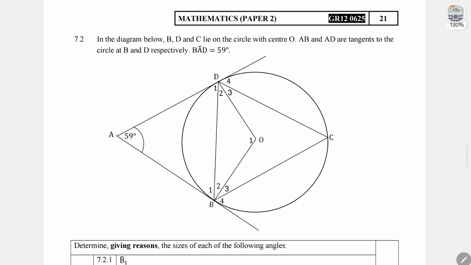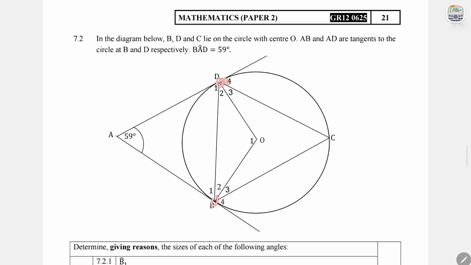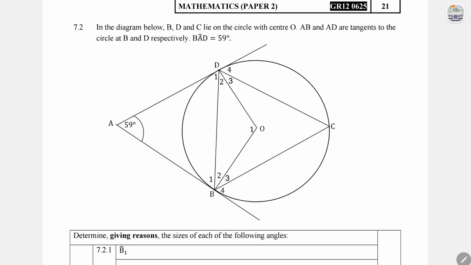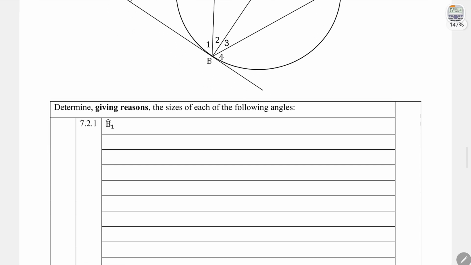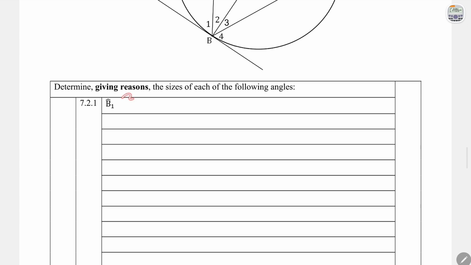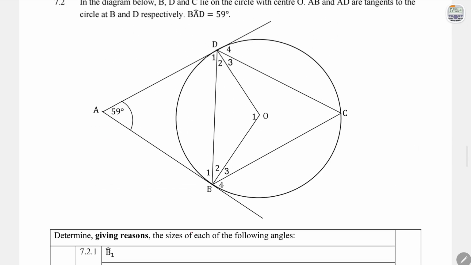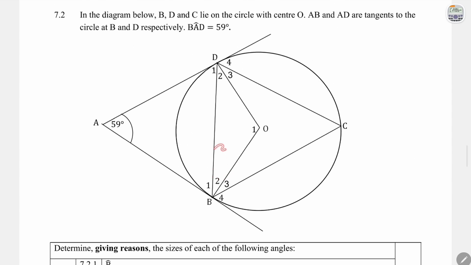Question 7.2 says, in the diagram, B, D, and C lie on the circle with center O. AB and AD are tangents to the circle at B and D respectively. We're also told that angle BAD is 59 degrees. Determine, giving reasons, the sizes of each of the following angles. 7.2.1 says we need to find the size of angle B1.